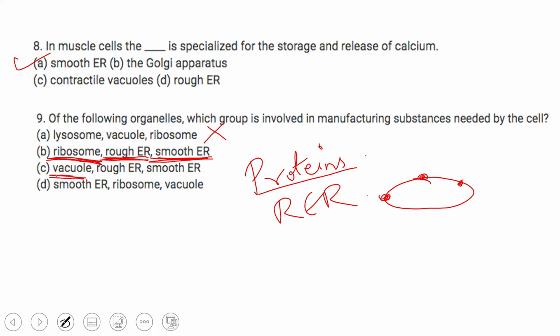Vacuole again is incorrect because vacuole is a storage organelle. Rough endoplasmic reticulum and smooth endoplasmic reticulum are correct, but since vacuole is incorrect, this answer is not correct. This answer is also not correct. So the correct answer is B.